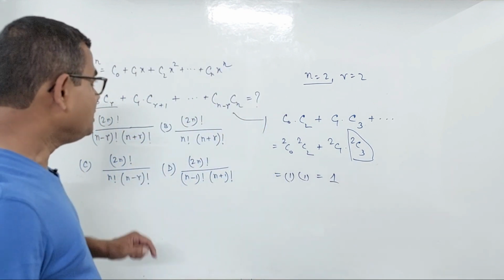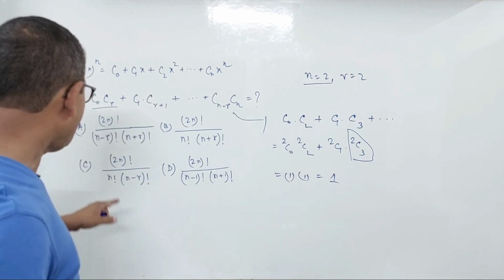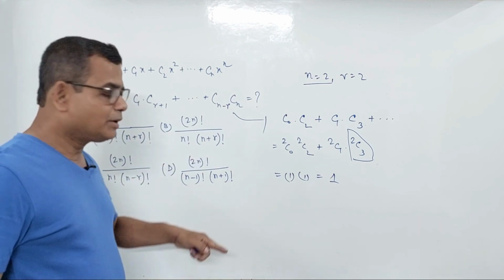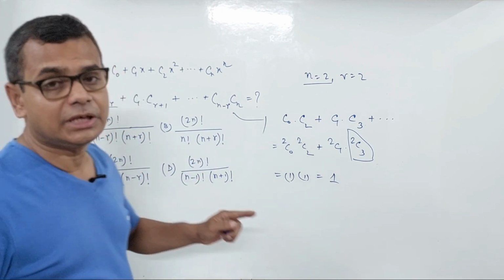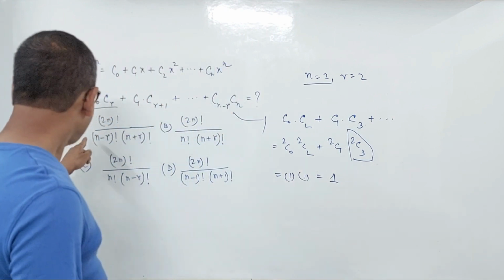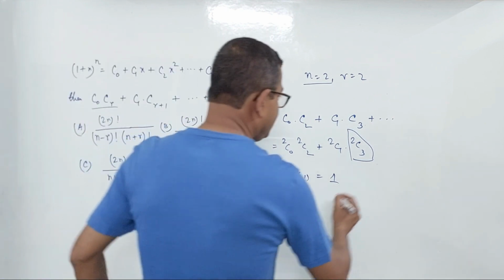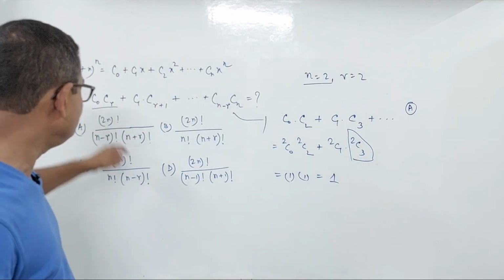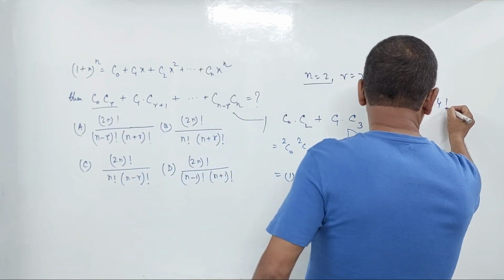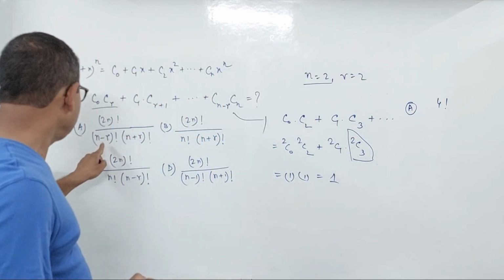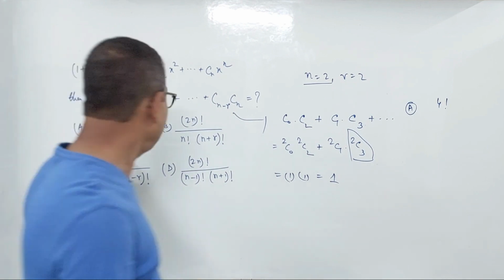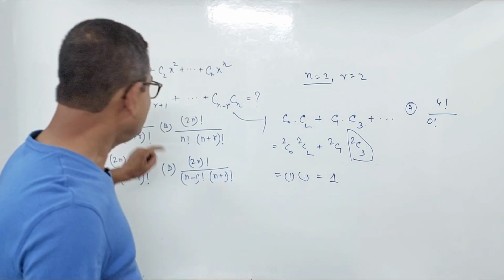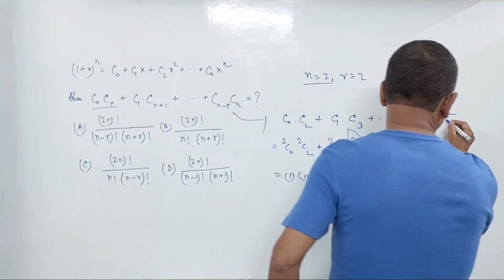Now if we put n = 2 and r = 2 in the following four options, we can check which option gives the value 1. So in option A, if we put n = 2 and r = 2, we get 4 factorial, and in the denominator (2 − 2), that is 0 factorial, and (n + r), that is 2 + 2, that is 4 factorial.